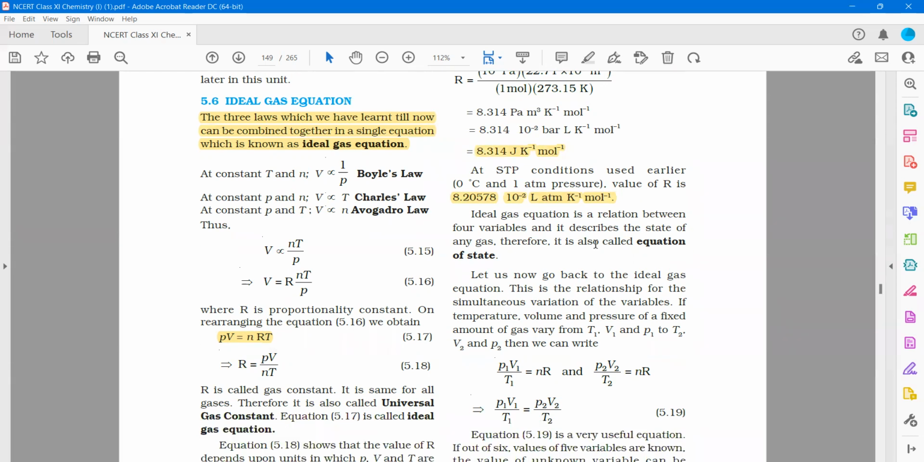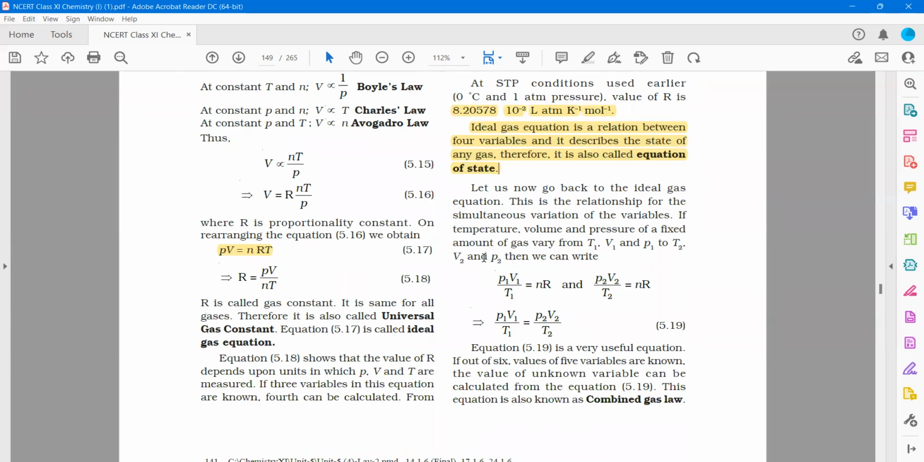Okay, so the ideal gas equation is a relationship between the four variables and it describes the state of any gas. It is only valid for ideal gas, definitely. So it is also called the equation of state. It will tell you the state of any gas at any temperature, pressure, and volume.